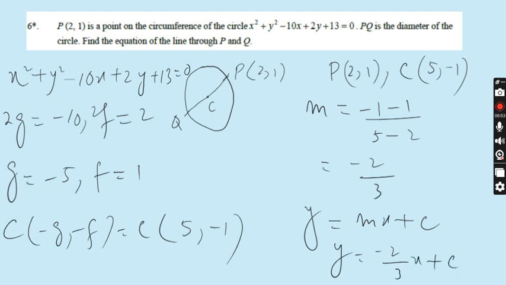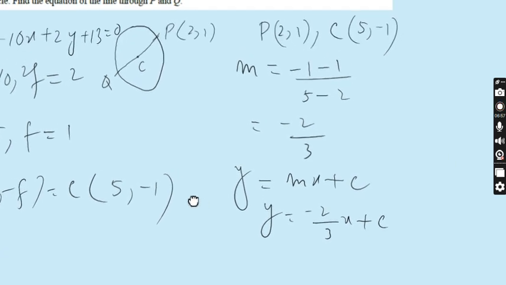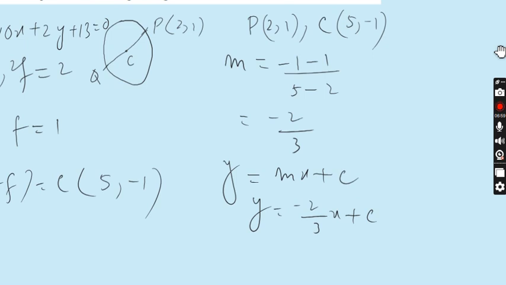Put the value of any coordinate, P or C, in this equation to get the value of c. I am putting P(2, 1). So 1 equals minus 2 upon 3 times 2 plus c.